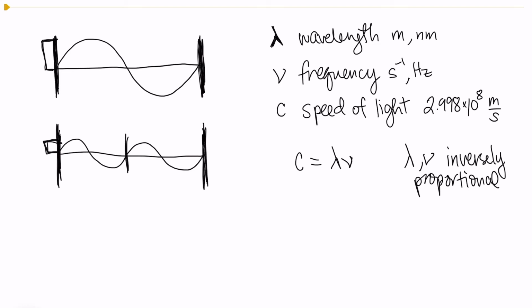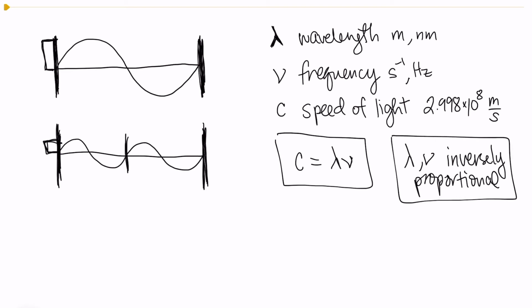Okay, that's just a brief overview. We've got one equation here, and we've got one concept. Lambda and nu are inversely proportional. Now, the other things that we need to know about light, we want to also consider energy.